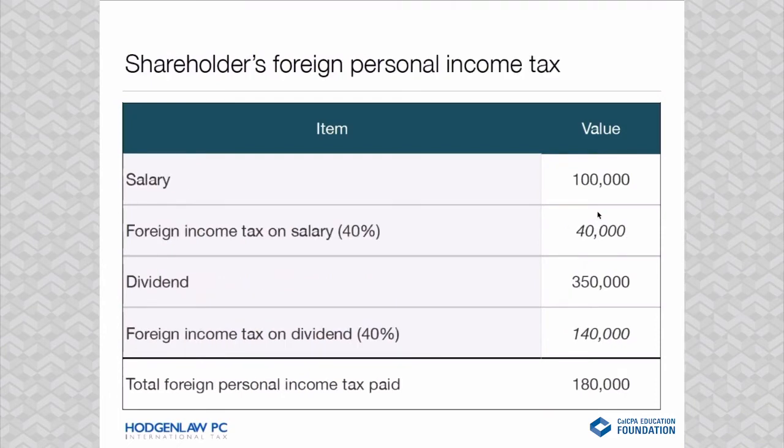Let's look at what the shareholder's foreign personal income tax looks like. There's your salary, 40% tax on it is 40 grand. There's your dividend, 350,000. There's your 40% tax rate, 140,000 of foreign income tax paid. Total foreign personal income tax paid, 180,000.